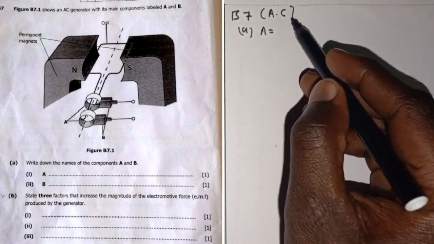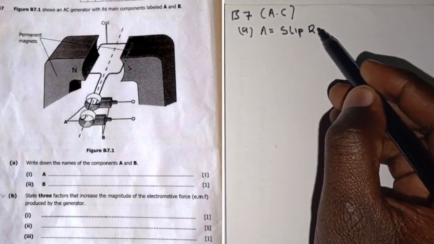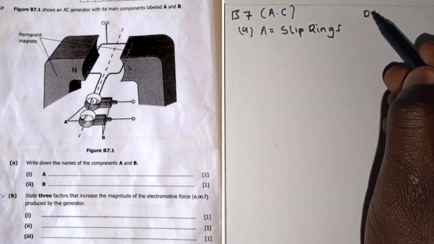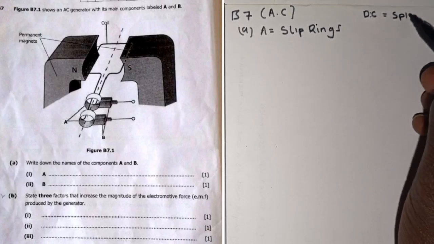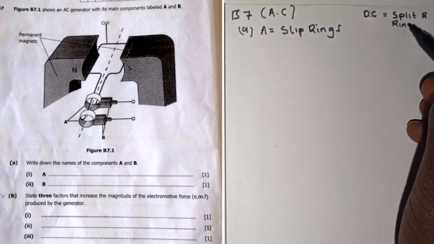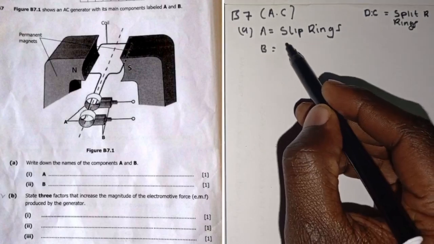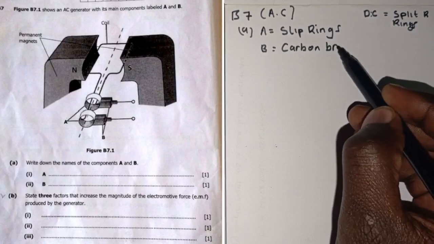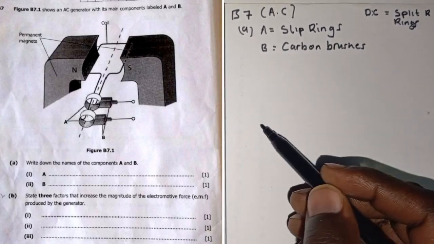An AC generator always has what we call slip rings. If it's a DC generator, it has what we call split rings. So these are slip rings. And then B, what are those? Those are carbon brushes. For those that like to do engineering, you go deep into these things. So write down the names of A and B.